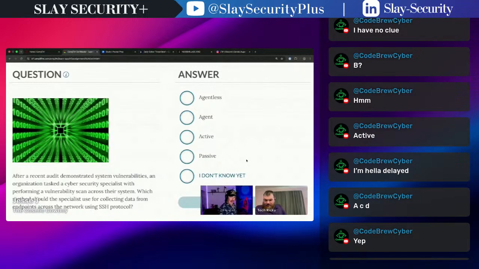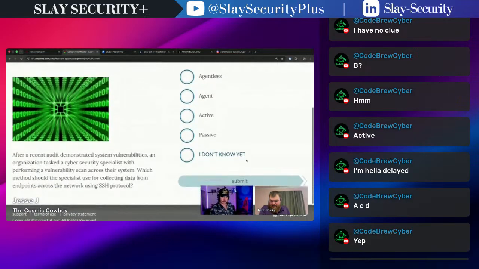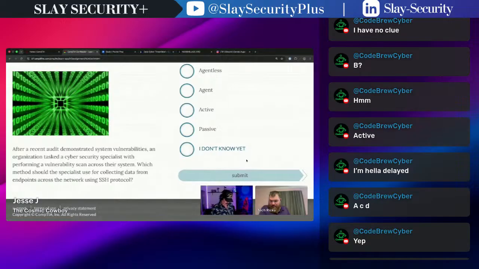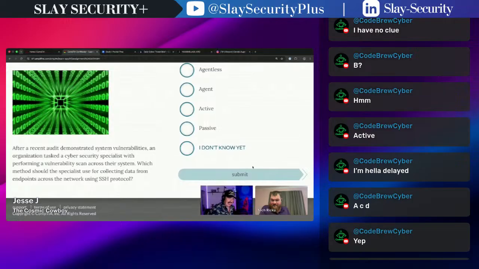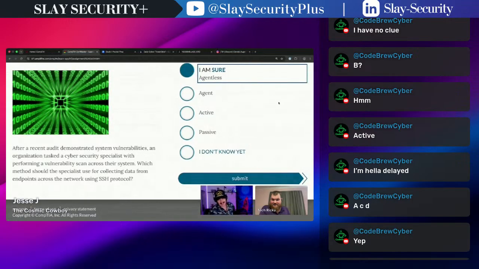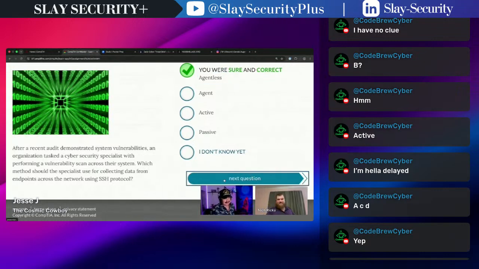After a recent audit demonstrated system vulnerabilities, an organization tasked a cybersecurity specialist with performing a vulnerability scan across their system. Move your scroll down. Which method should the specialist use for collecting data from endpoints across the network? That's going to be passive. I don't think it is. It's agentless. Remember, because we went with passive, and I thought agentless kind of reminds me of passive. Okay, yeah.